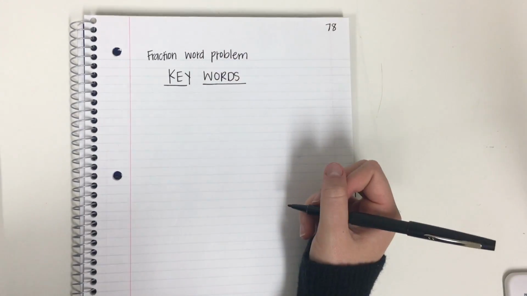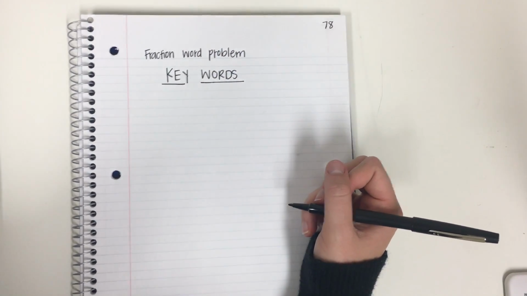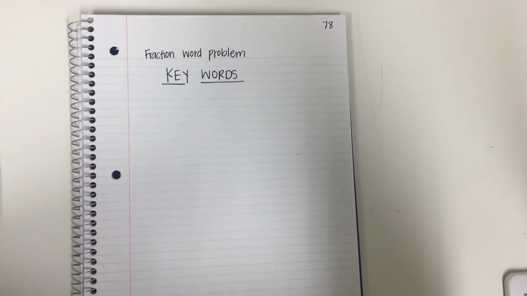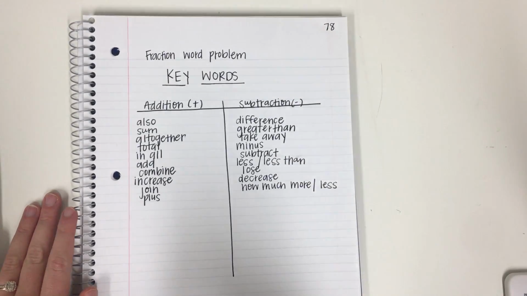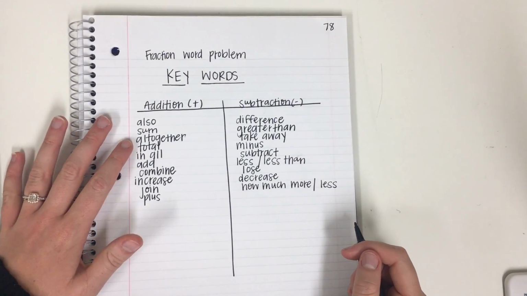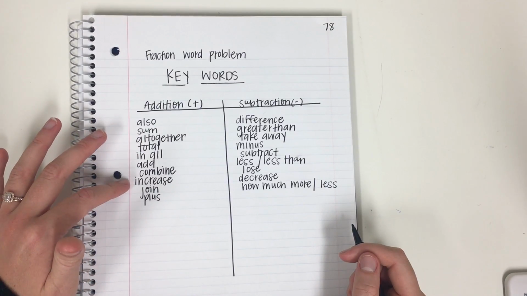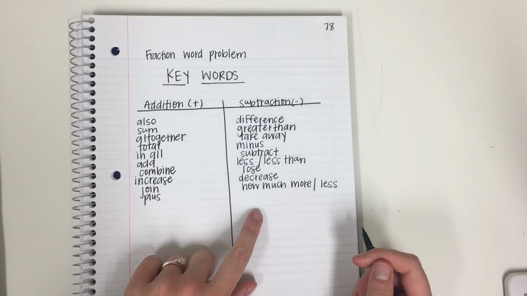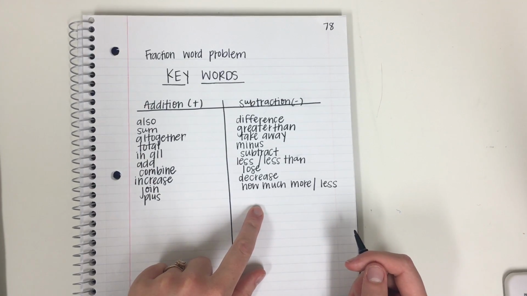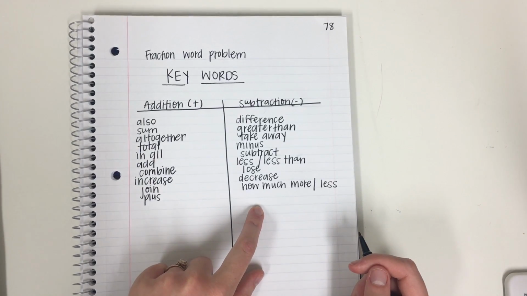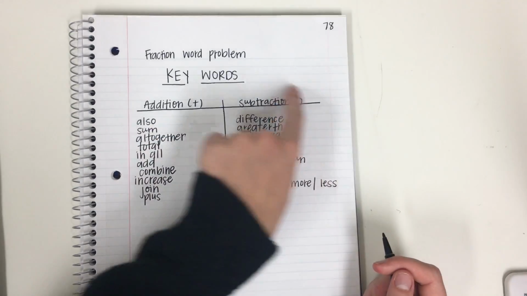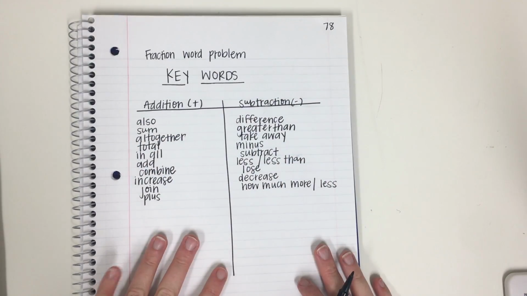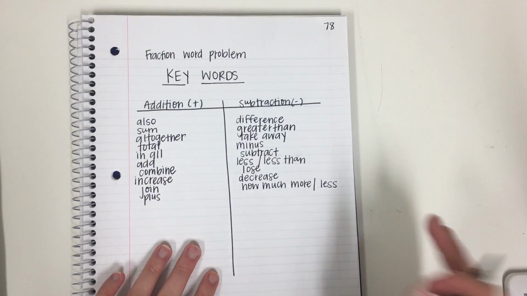Okay, when you're done copying these words down, head on over to the next section. Here are the key words I want you to write down. Words like sum, altogether, combine, increase, that all means that your fractions are being added. Words like find the difference, subtract the two, which one is less than, that is all a subtraction word problem. So copy these down and then head on over to the next page.